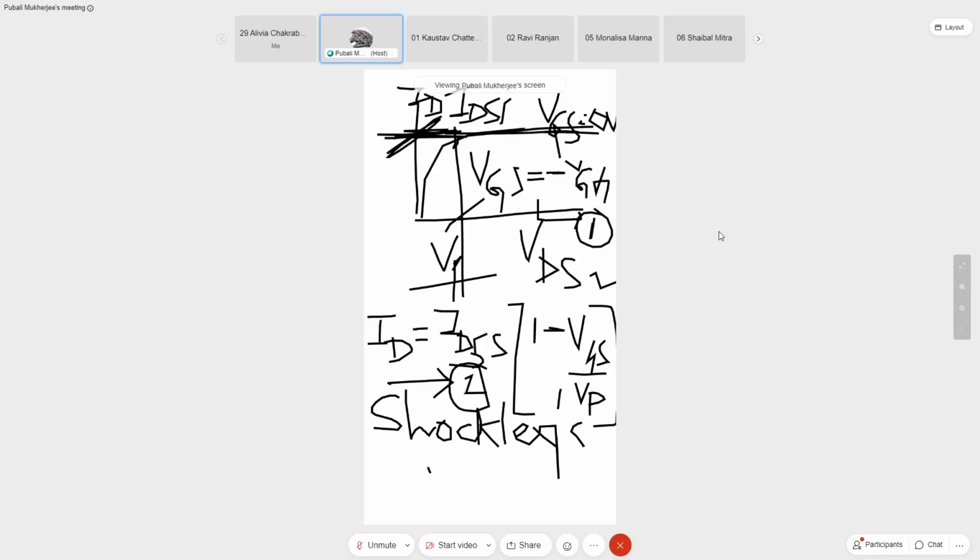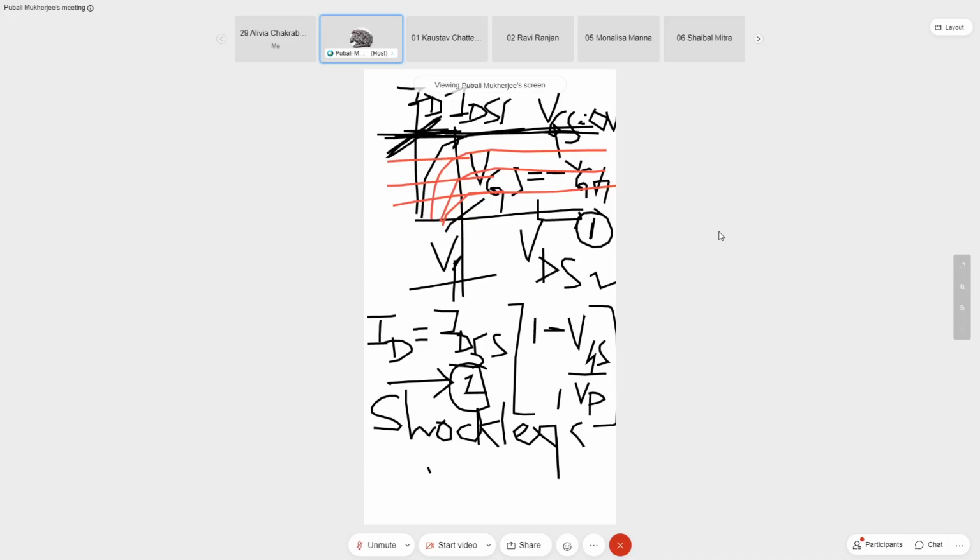IDSS is the value for VGS equal to 0 volt. For the other curves, which are to be drawn for -1, -2, -3 and so on, you can find out the values of ID corresponding to each value of VGS by using Shockley's equation. VP, the pinch off voltage, and IDSS would be fixed. That is how you can mathematically solve for the values of various ID.